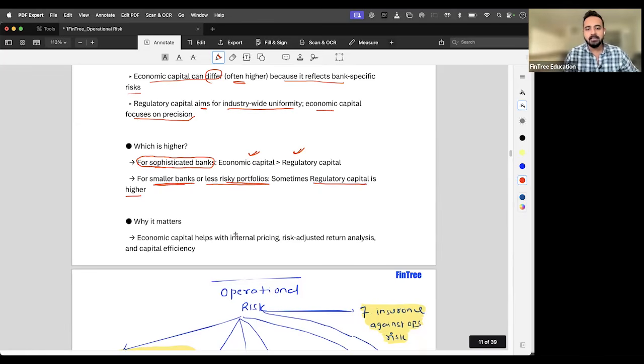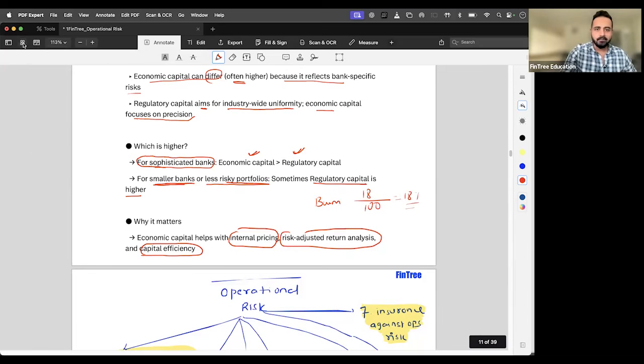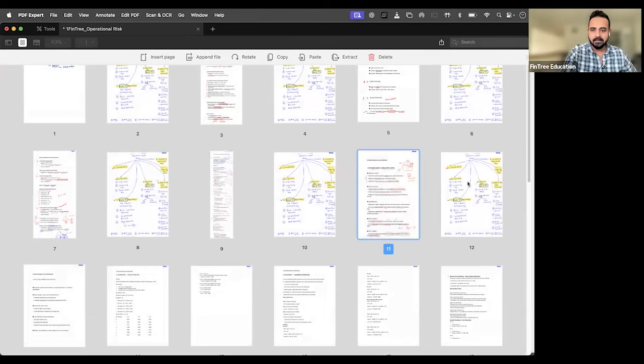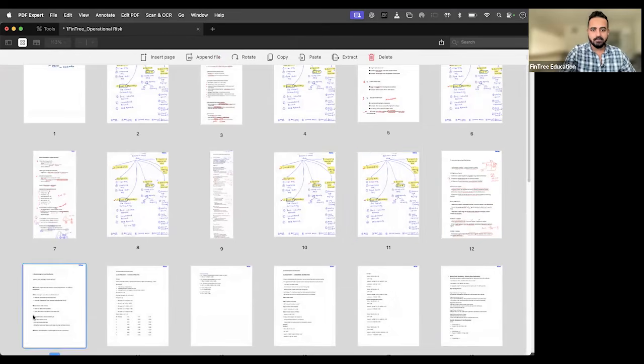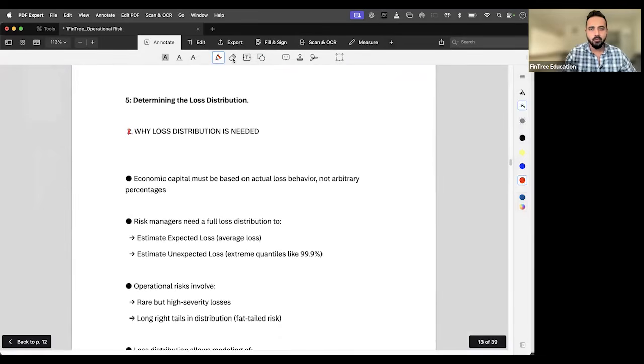And economic capital is useful for internal pricing, risk adjusted return analysis, and it is useful for capital efficiency. For example, for a particular business line, my internal capital allocation is 100. This year they generated profit of 18, so my return on capital employed is 18% or something like that. Okay, so hopefully that gives you a decent enough perspective. Okay, that allows me to go to section number 2 on this.